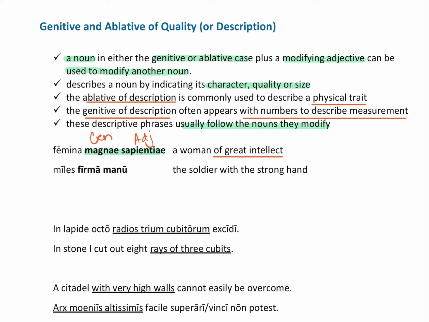Miles firma manu. So here we have ablative, right? Here it's opposite, right? Here we have the adjective first, and then we have the ablative second. So you see, it does come both ways. Usually it's the opposite way. And a soldier with the strong hand. So you can see how it translates right with the with that belongs with the ablative case.